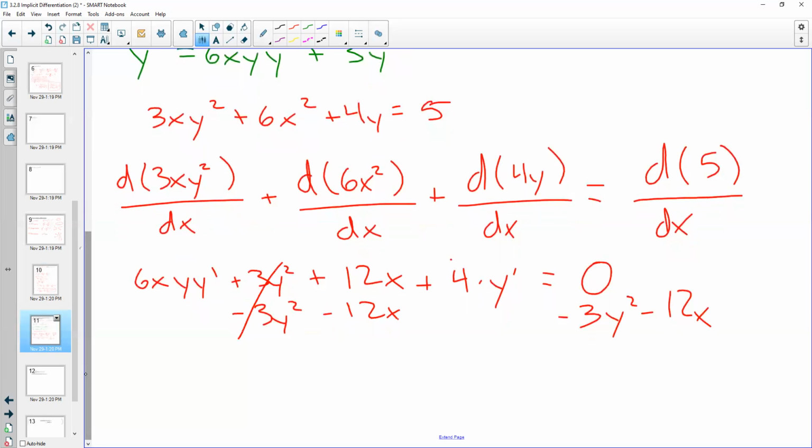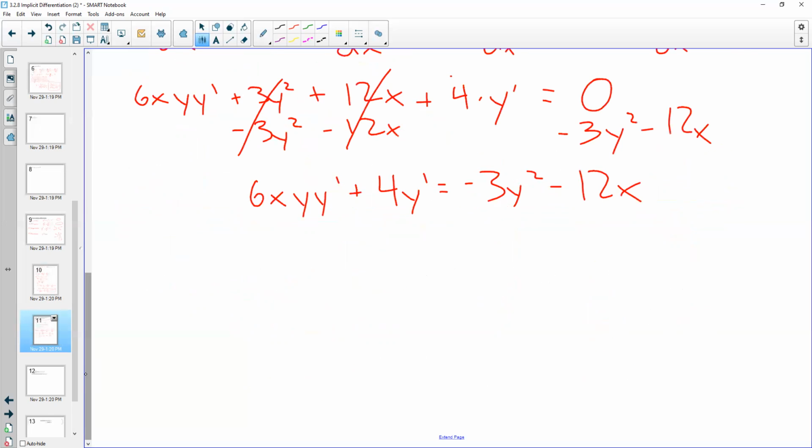Okay, so these cancel. And then we're left with 6x y prime plus 4y prime is equal to negative 3y squared minus 12x. So now let's just factor out our y primes. So if we take y prime out of the first one, we'll be left with 6xy plus 4.